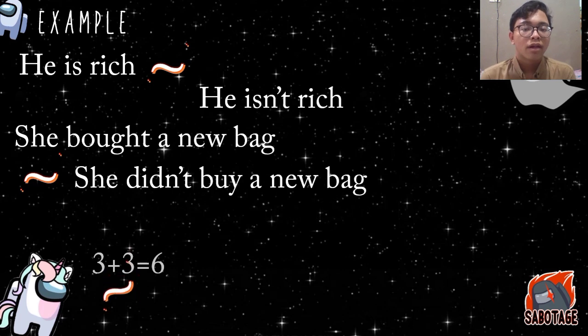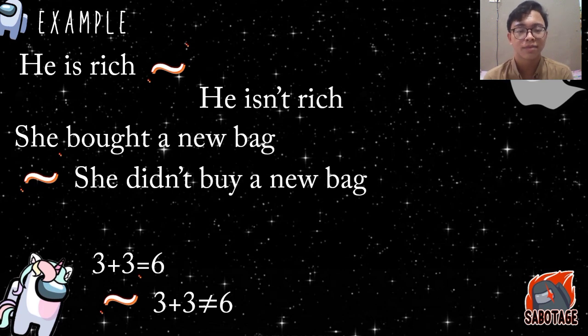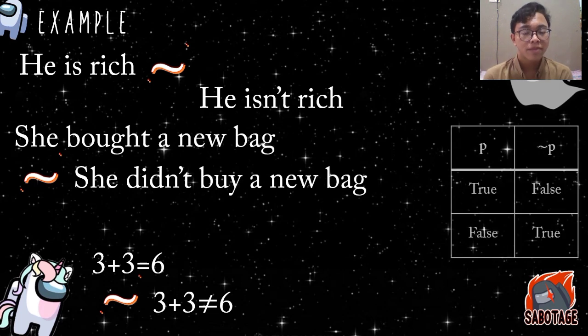The third example, 3 plus 3 equals 5. The negation is that 3 plus 3 doesn't equal 5, maybe. I'm so sorry. Okay, from these examples, you can conclude that if a statement is true, then the negation of the statement is false, and vice versa. So we get the truth table of negation.